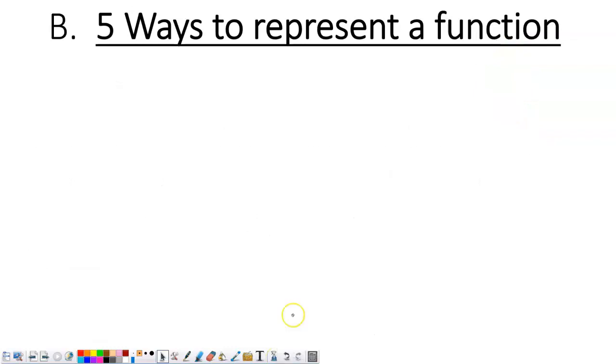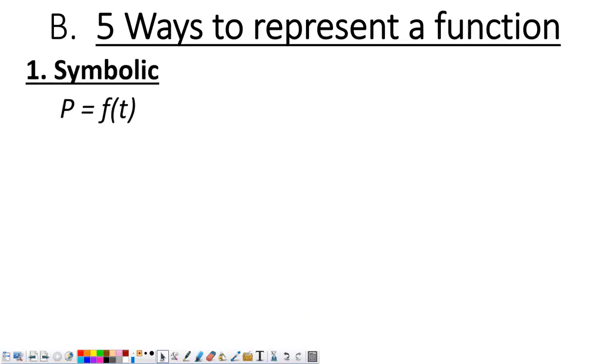Now let's talk about some ways to represent functions here. So this is what I call the symbolic way of representing a function. And I would encourage you guys on your notes to add the following notes. The one in the parentheses is the input. All right. And the answer that you get out is the P in this case. So this would be the output.